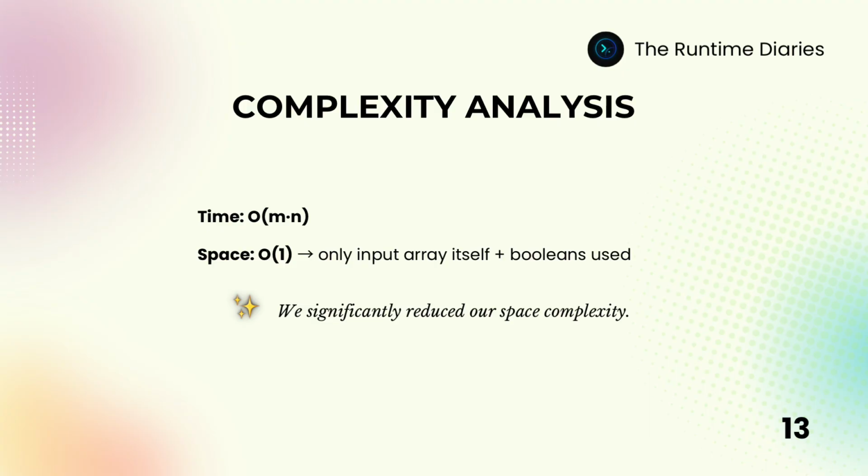Time complexity stays the same. You still have to scan each cell, so it is still order m times n, but the space complexity is now constant. There are no extra arrays, just 2 Boolean values. This is the best possible version of the algorithm.